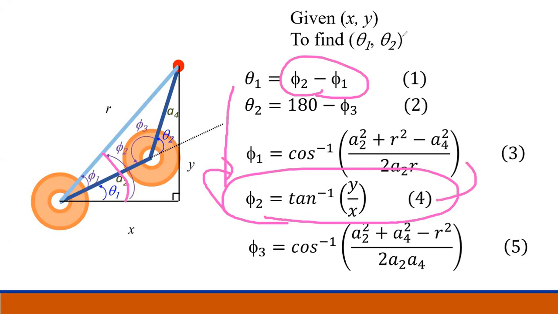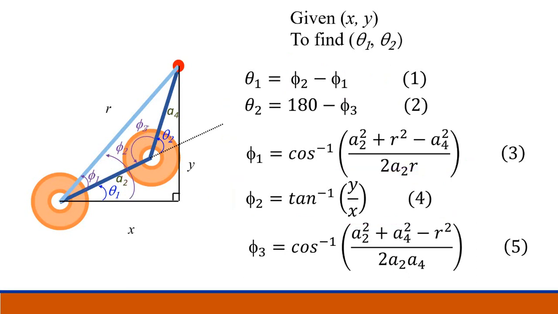And phi 3 is over here, this angle. You also use the arccosine rule. You use the cosine rule to find the arccosine of it because you have A2, A4, and R. You should be able to find this angle. Once you solve this angle, that's phi 3, and your theta 2 is 180 degrees minus phi 3. Is that okay?